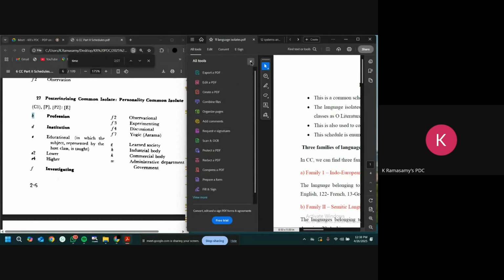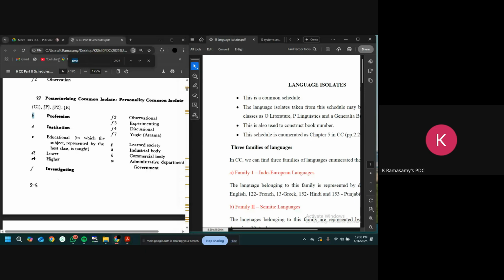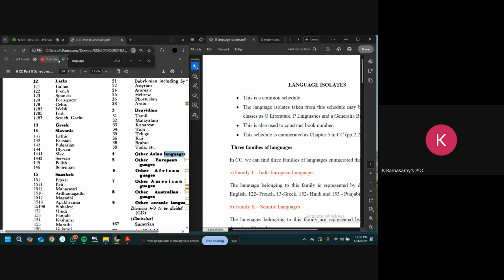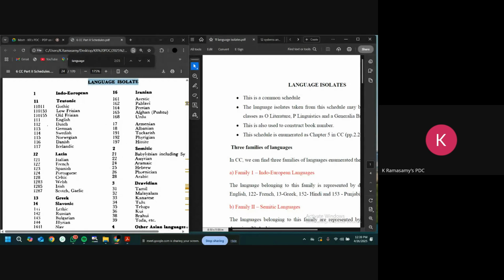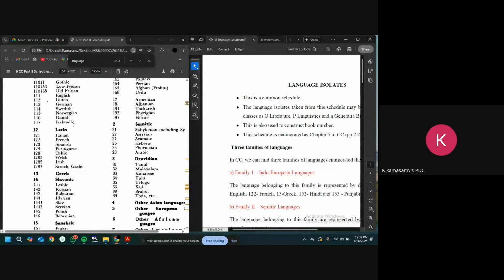The same way, we have language isolates. Whenever you want to construct a number for literature and languages, O literature, P linguistics, especially for these two main classes, you need to get the number for all the languages available in the world. Where are the languages given? If you come to chapter 5, there is a language schedule where all the languages are given. So whatever language is given, you can take it.